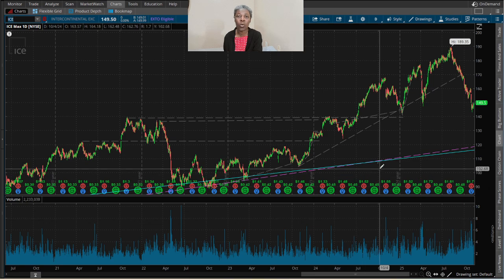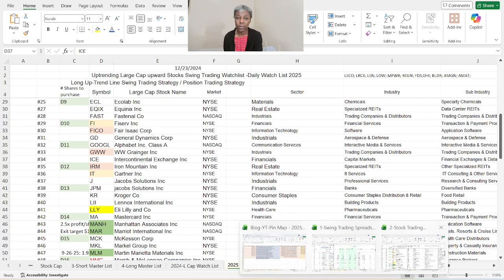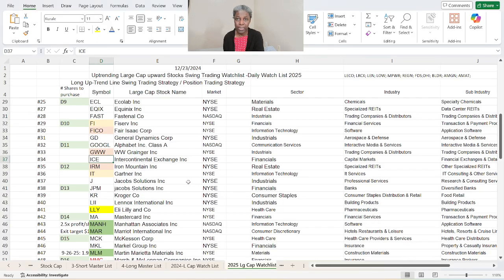So that is how we do our swing trading chart analysis, and think or swim platform is what we use to do our daily chart analysis, to decide to buy, to sell, and then we go to Charles Schwab in our account to place those purchase or sales orders.